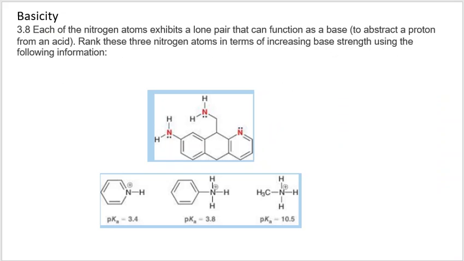So we can use that information in a problem like 3.8, where you're given a molecule with 3 different basic sites. Each of these nitrogens has a lone pair, and the question is, what is the relative basicity of each of these nitrogens? And so you're given the conjugate acid pKa data. And remember, the conjugate acid that has the highest value will lead to a base that is most basic. So we want to kind of match up the conjugate acids to the bases in the molecule above.